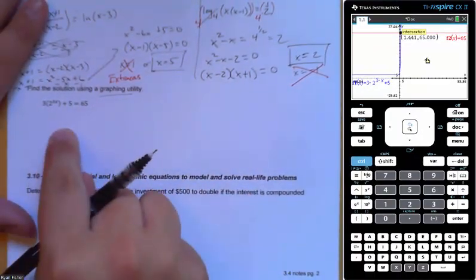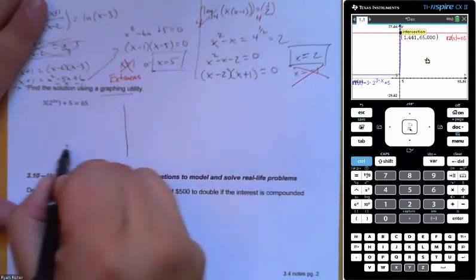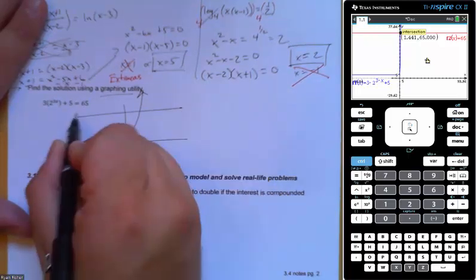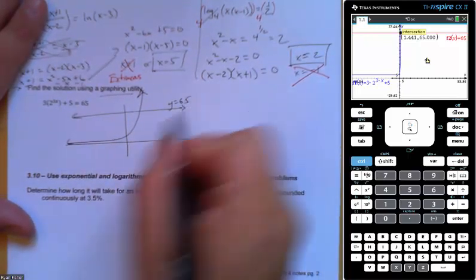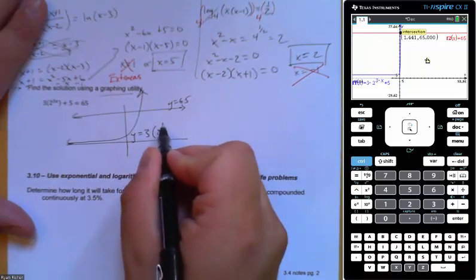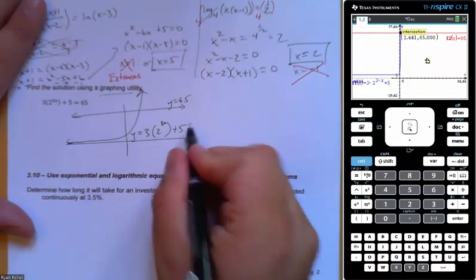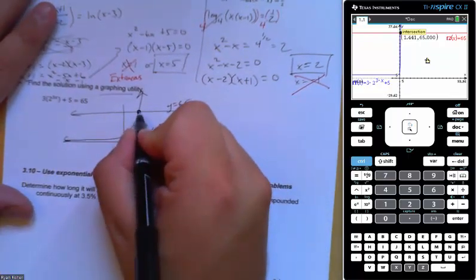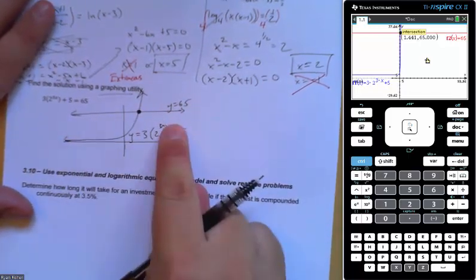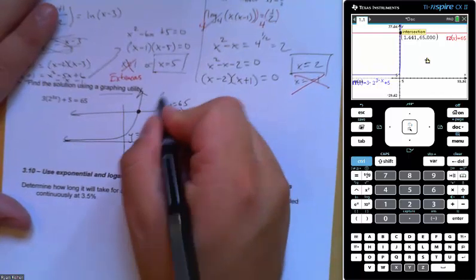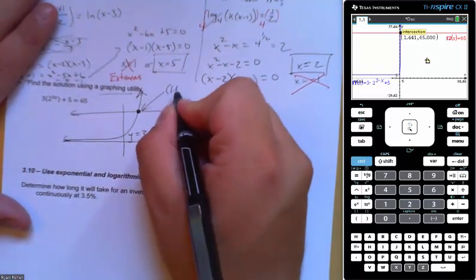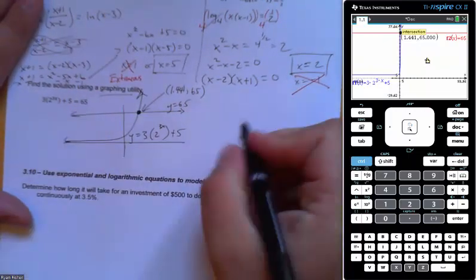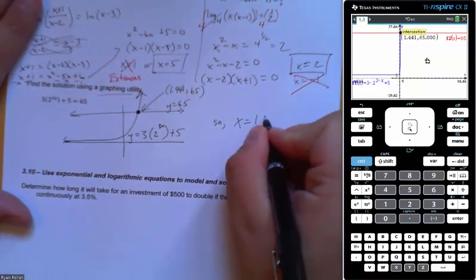When I show my work, to show that you know what you're doing, I'm going to get a sketch of this graph. It does not have to be perfect. But the important information should be on here, which is a basic sketch of what the graphs more or less look like. Identifying the point of intersection, 1.441, 65. Thus the input that makes both sides 65 is 1.441.